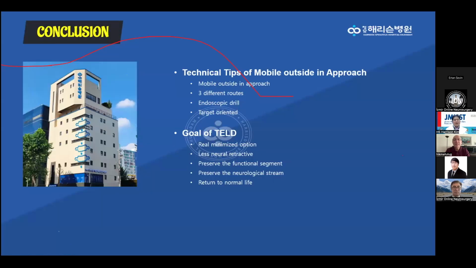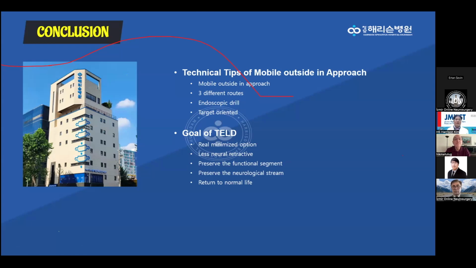Yeah, in conclusion, in the technical tips of the mobile outside-in approach, the mobilization of the working channel is a very important point, because the working channel is not inserted into the disc space, but docked at the Kambin triangle. Then we should understand the three different routes and also make sufficient working space, like a foraminotomy.